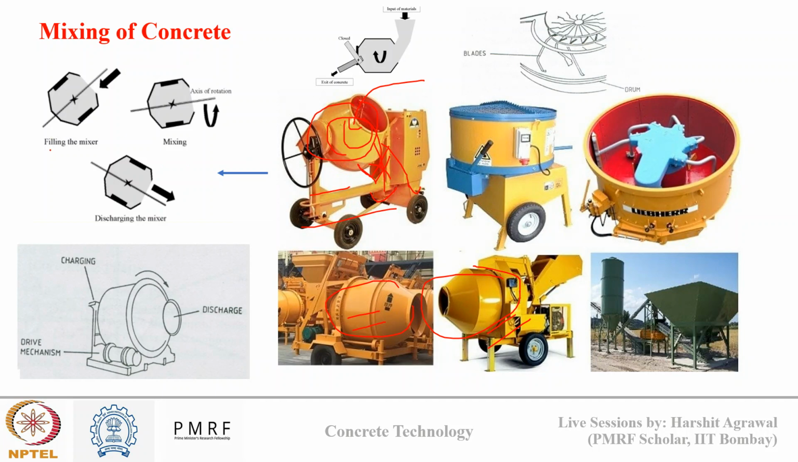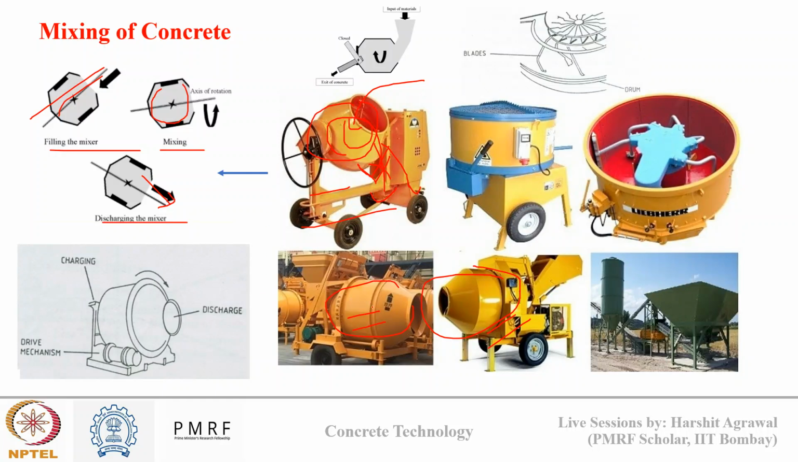Okay, in this image you can see how this procedure happens. When this is facing upward, we pour the material. For mixing, it is generally kept horizontal, and for discharging, it is tilted downward. Okay, so this is known as the tilting type drum mixer.